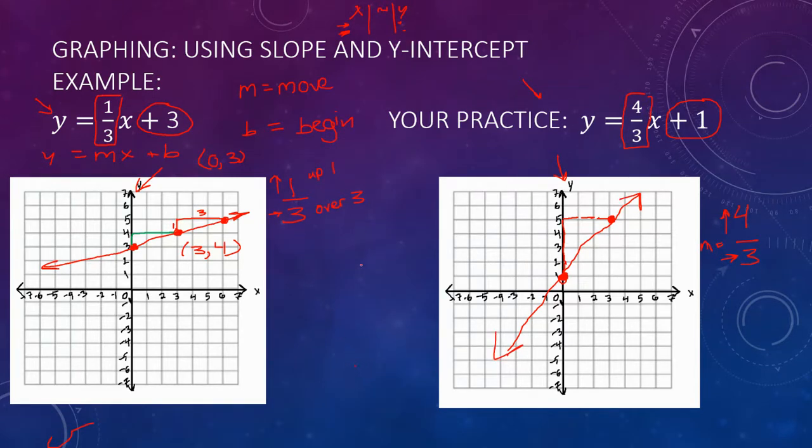Okay, so let me reiterate. First, we find our beginning, our B, which is beginning in the middle on the y-axis. That gives us our first dot. Then we move to the next dot, going up or down and to the right.